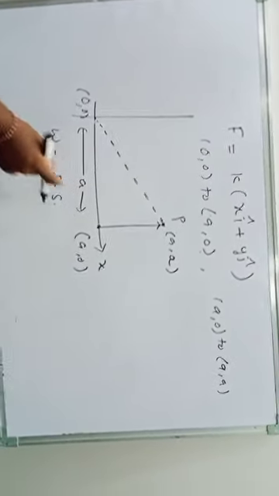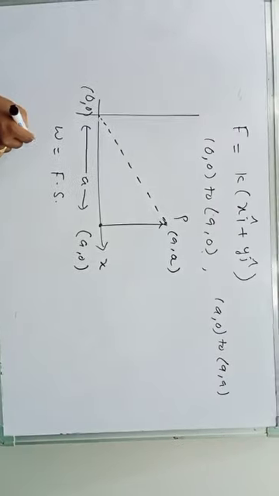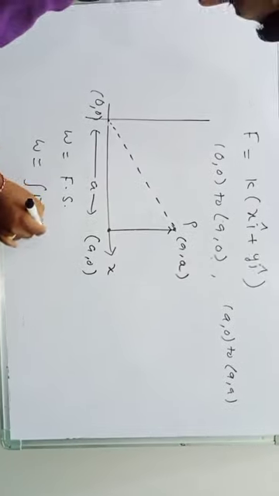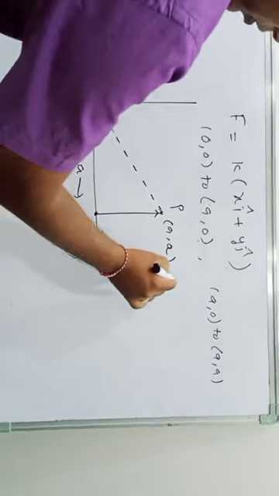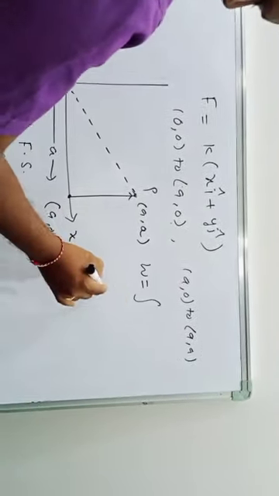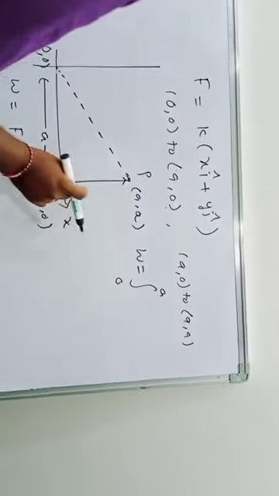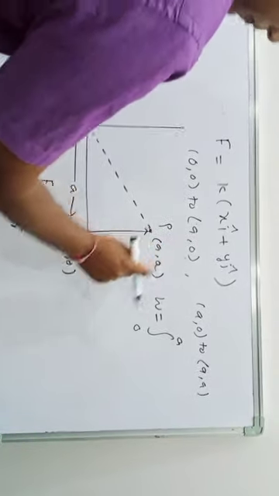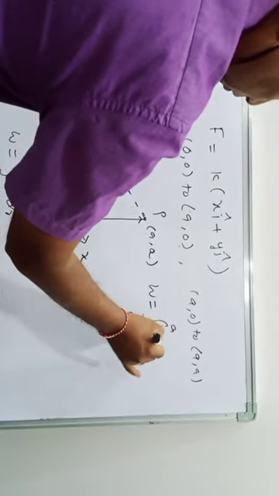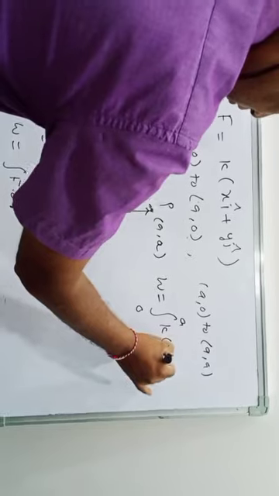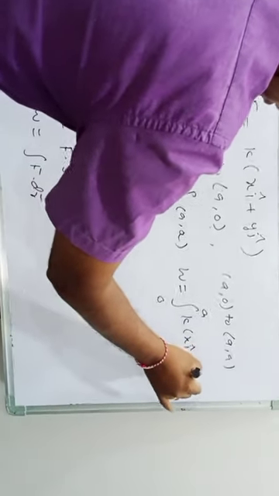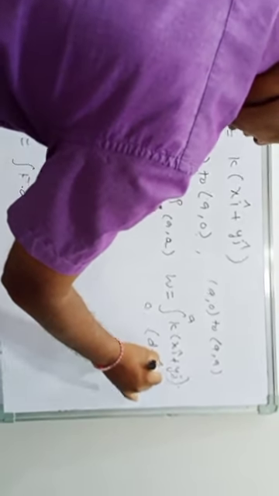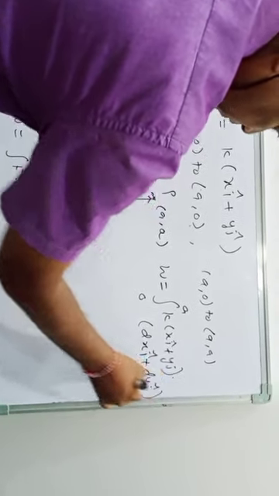So it is a variable force, so W is equal to integral of F dot dr. Therefore W is equal to the integral from 0 to a, then 0 to a, of k into (x i cap plus y j cap) dot dr. Here dr means dx i cap plus dy j cap.